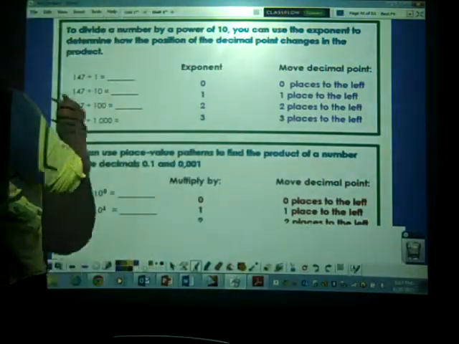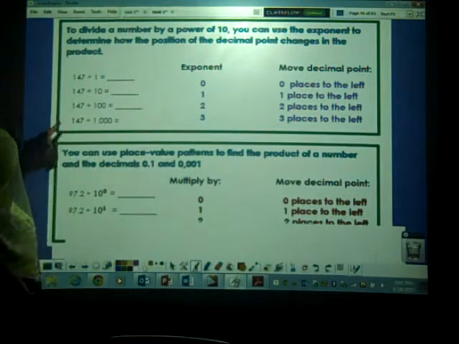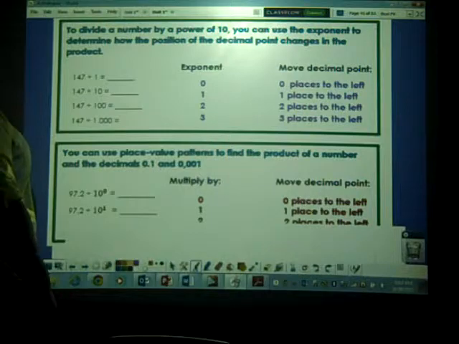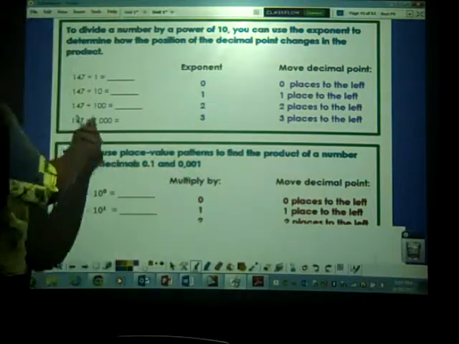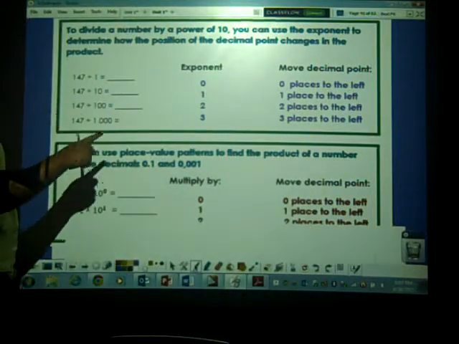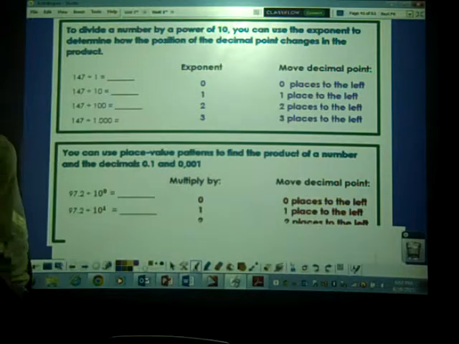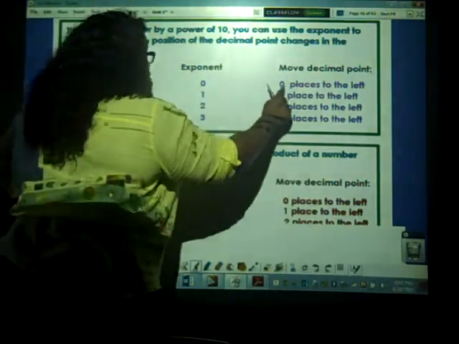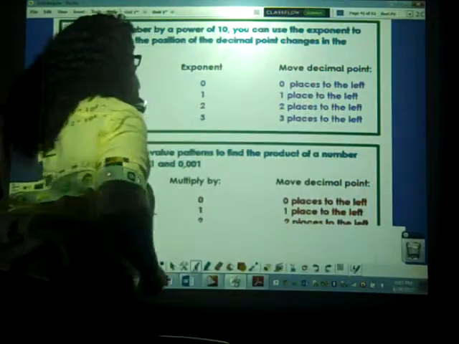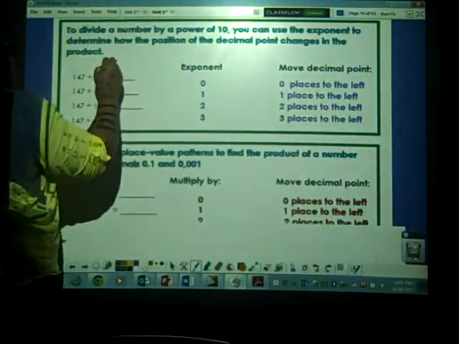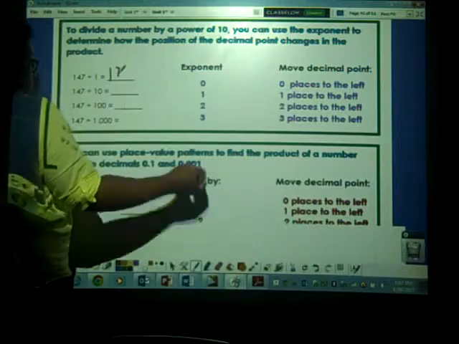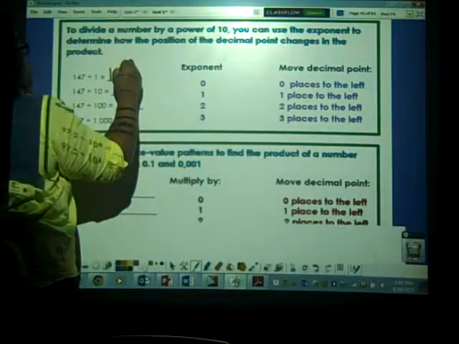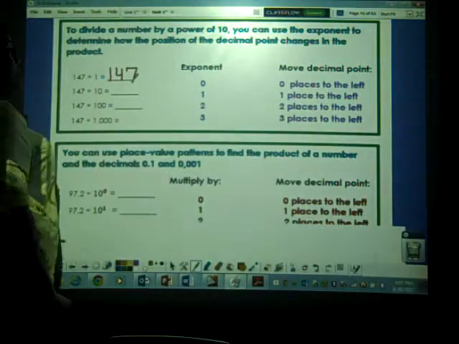All right. So we have 147 divided by 1. What happens to your decimal point? Is there a decimal point? No, there is not. Our exponent is 0. So the decimal point moves 0 places to the left. So our answer, or our quotient, is 147.